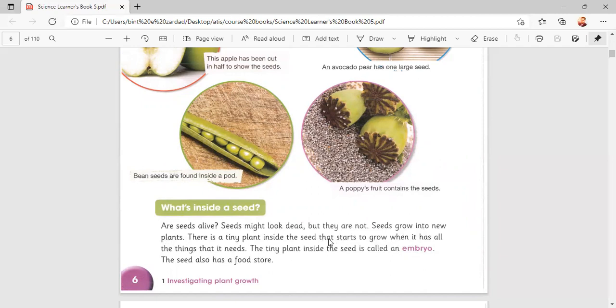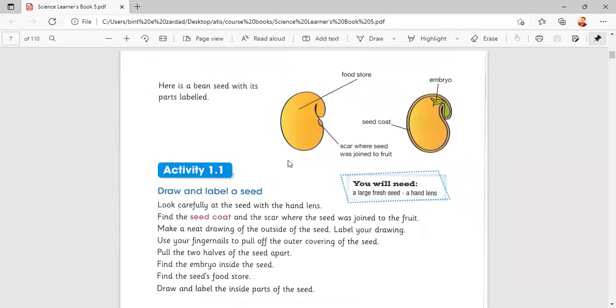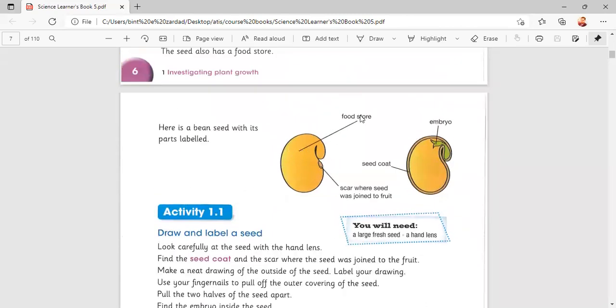The tiny plant inside the seed is called an embryo. The seed also has a food store. The embryo gets the food from the food store. A seed is alive for many years. So this is the food store inside the seed.